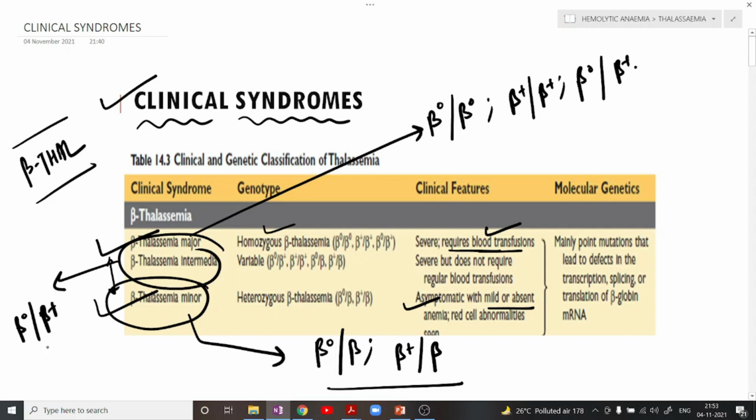And in between the two, we have beta thalassemia intermedia, wherein the genotype is beta 0 beta plus, or it can be beta plus beta plus, or it can be beta plus beta. Now these patients, although they show moderate to severe clinical features, do not require regular blood transfusion, but sometimes they may require it as well. So these are the three important clinical syndromes of beta thalassemia.